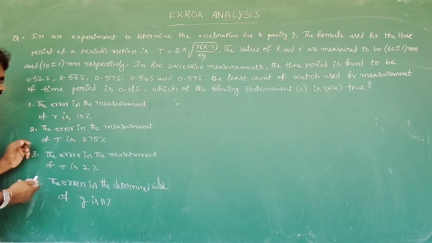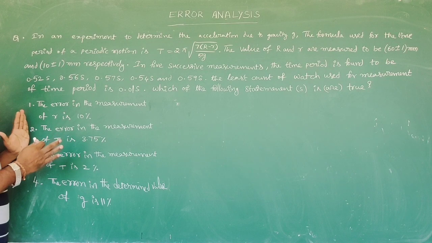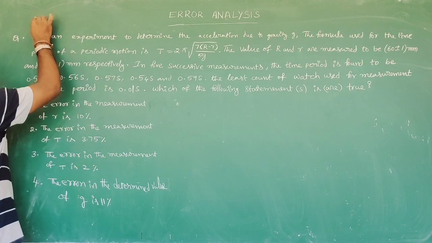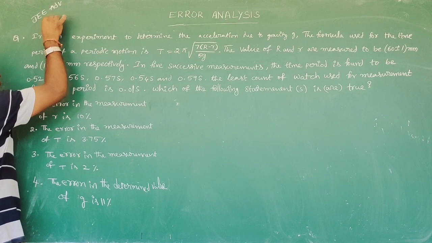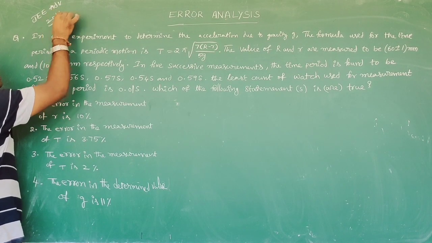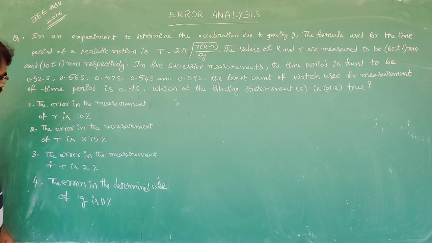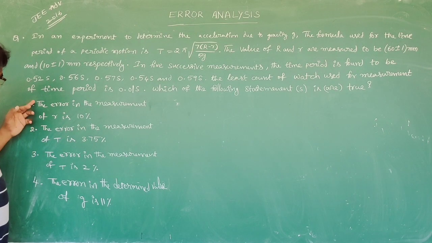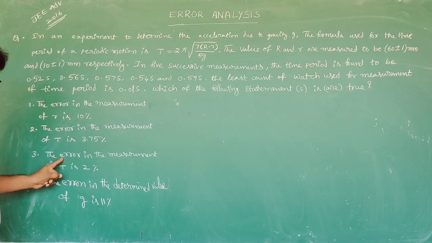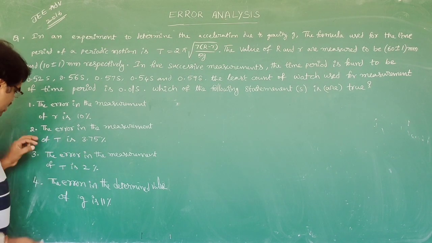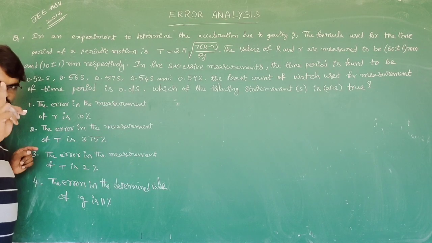You can see that it is very important. It is a JEE Advanced 2016 problem. Here in these options, the error in the measurement of T appears twice, the second option and the third. Of these two options, only one is correct.